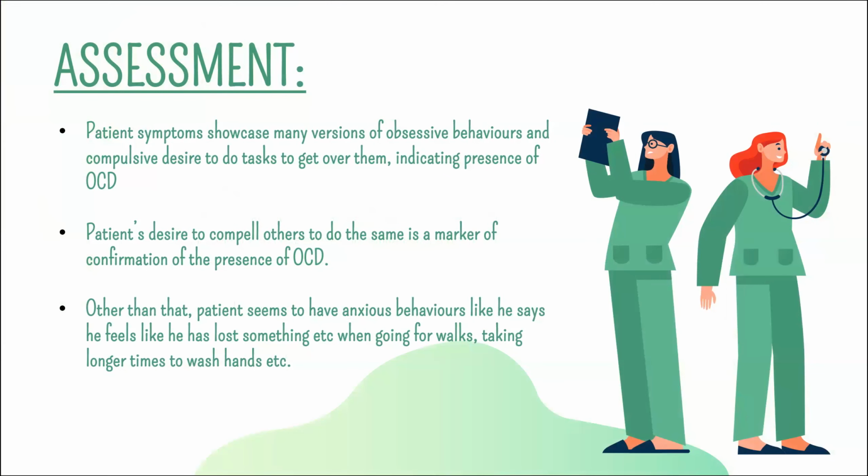When anything is beyond a given limit, it turns into a severe marker of a disease. And in this case, this person's behaviors are indicative of a disorder. In this way, we can conclude that the patient does have obsessive compulsive disorder, and other than that, his anxious behavior showcases that he also has some form of anxiety, usually coupled with obsessive compulsive behaviors.